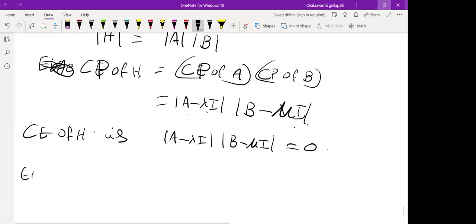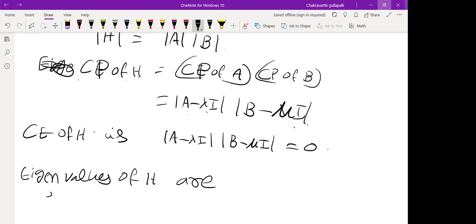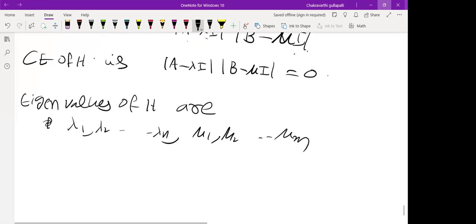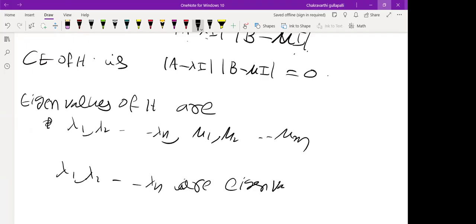Then what will be the eigenvalues of H? Let the eigenvalues of A be lambda 1, lambda 2, ..., lambda n, and of B be mu 1, mu 2, ..., mu m. They need not be of the same order. What are lambdas and mus? Lambda 1 to lambda n are eigenvalues of A, and mu 1 to mu m are eigenvalues of B.